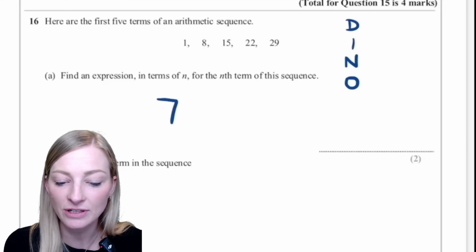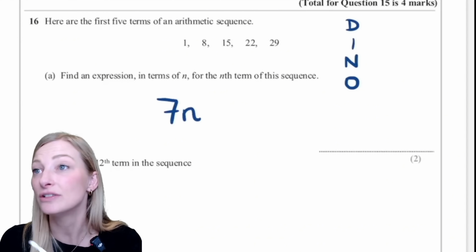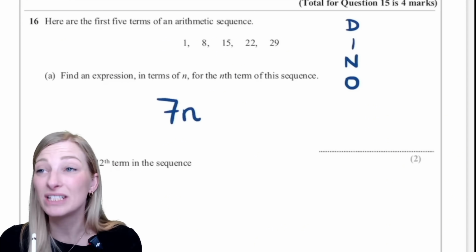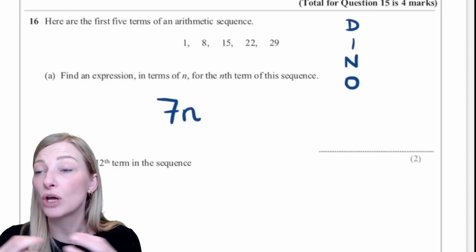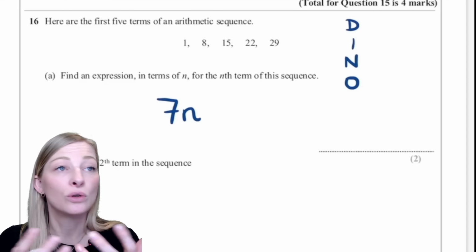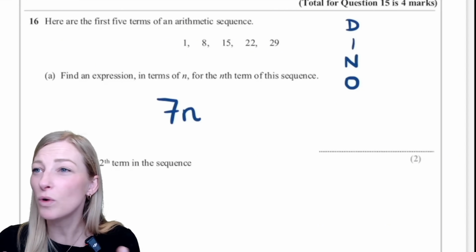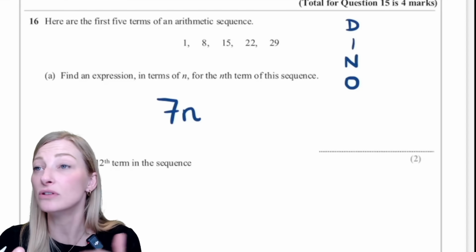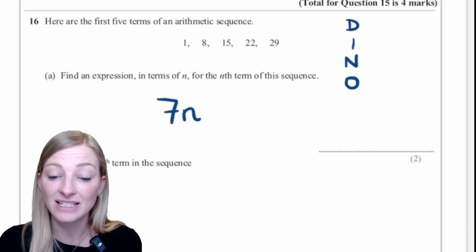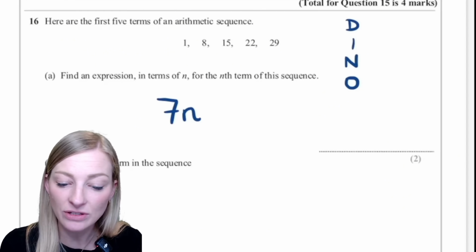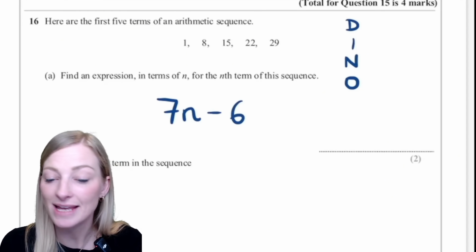So we put the difference in front of an n, so 7n, and 7n would give us the 7 times table. So 1 lot of 7 is 7, 2 lots of 7 is 14, 3 lots of 7 is 21. But I don't want those numbers. I don't want to start on 7, I want to start on 1. And that is going to be 6 smaller. So it's the 7 times table, take away 6.